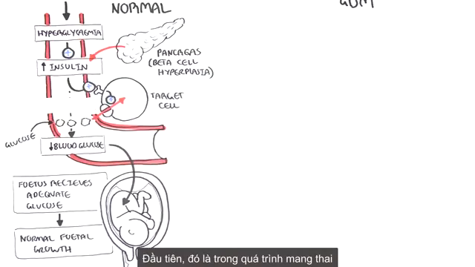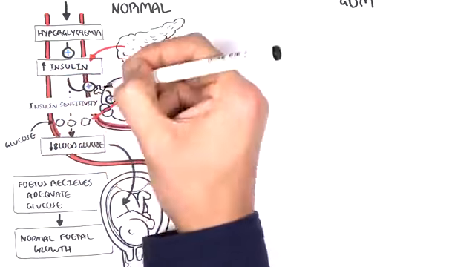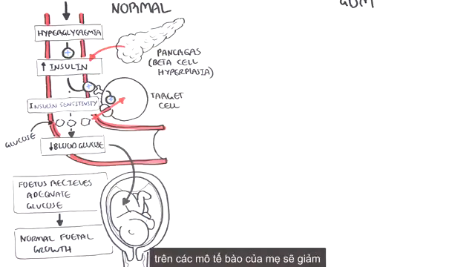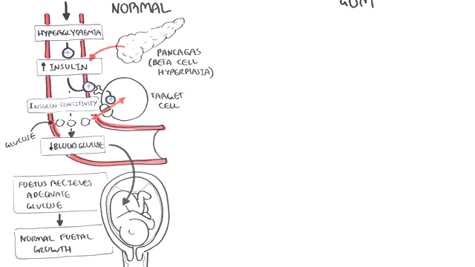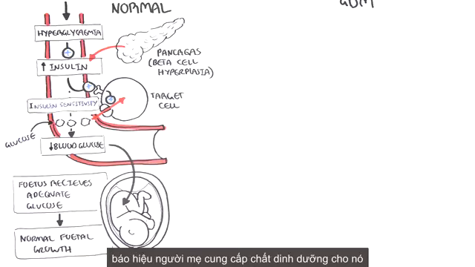The first is that during pregnancy, insulin sensitivity decreases. This means that the effects of insulin on maternal tissue are reduced. Because the effects of insulin are reduced, there will be more glucose in the blood. Beta cell hyperplasia in the maternal pancreas occurs because of reduced insulin sensitivity in maternal tissue. And this also is a cause of the factors released by the fetus telling the maternal body to feed it.